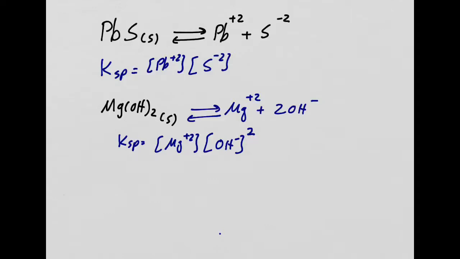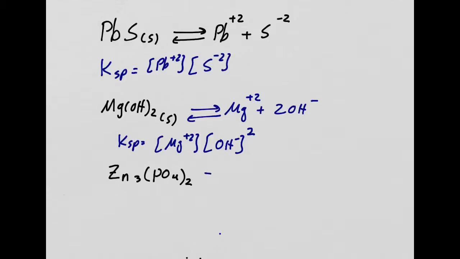So let's do one more. Let's do one more to make sure you get this down. So do the same thing for zinc phosphate. In case you don't remember the formula for zinc phosphate, it's Zn3(PO4)2. So write down the equilibrium and the equilibrium expression.